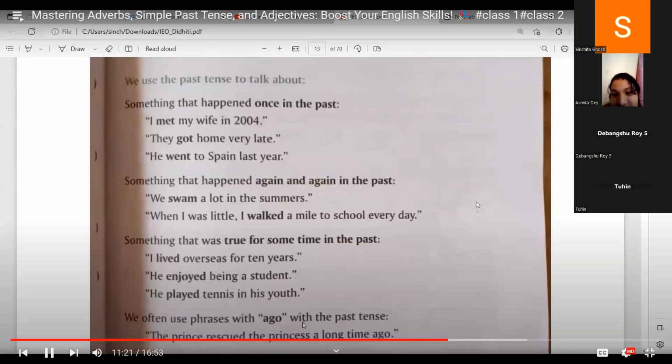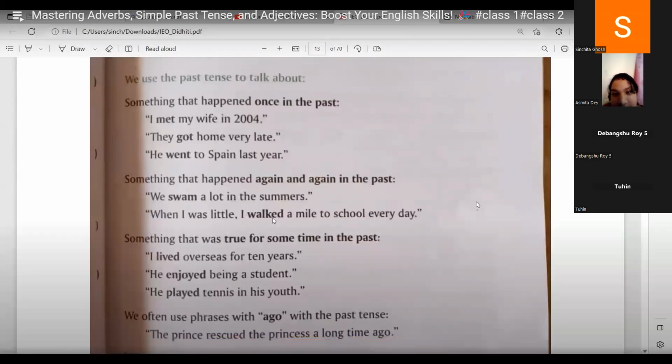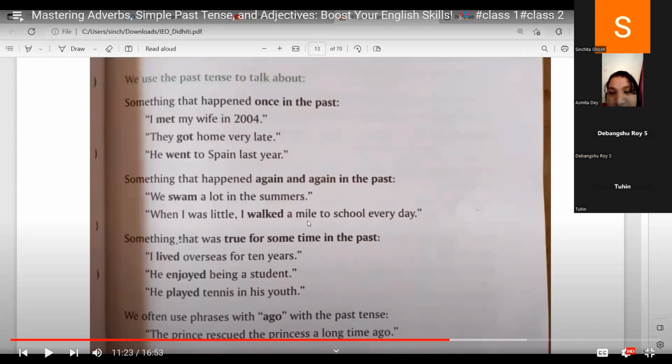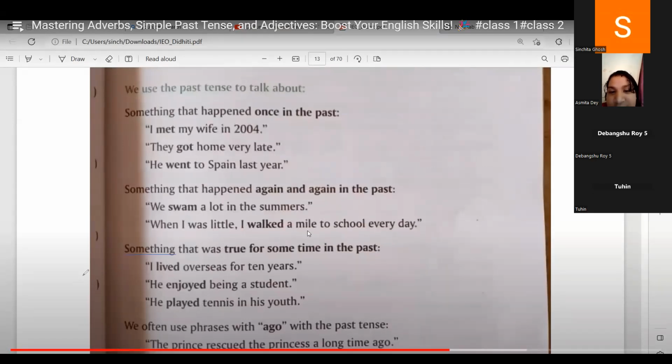Okay. Now this one, Debangshu will read it. Debangshu, read it from here, beta. Yes, ma'am. When I was little... No, not from there, beta. Read it, something that was true for some time in the past. I lived overseas for 10 years. He enjoyed being a student. He played tennis in his youth.